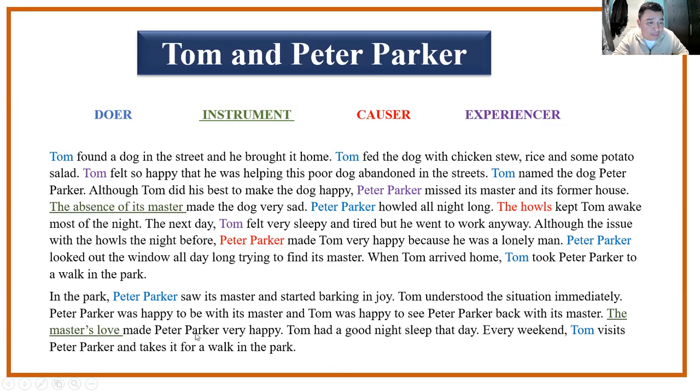The master's love made Peter Parker very happy. This is an instrument. The master's love is the instrument that is making Peter Parker happy. That's why I put green as an instrument. And the last one: Tom visits Peter Parker and takes it for a walk in the park. That happens on the weekend. So Tom is doing the action.